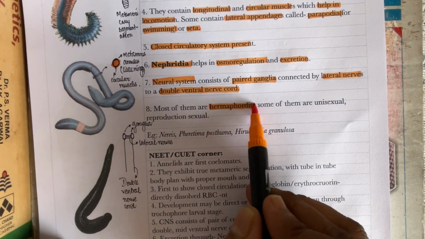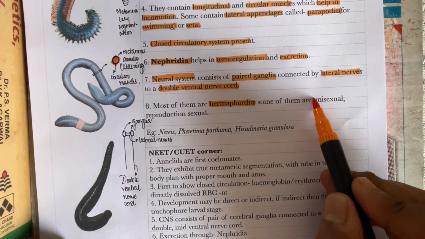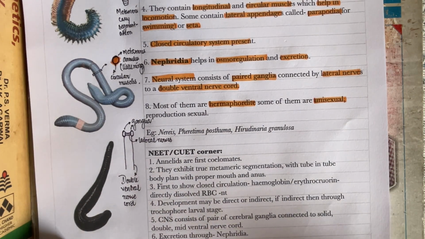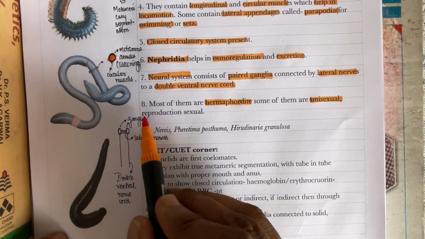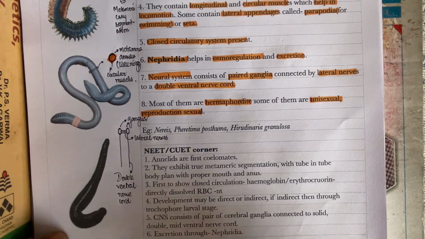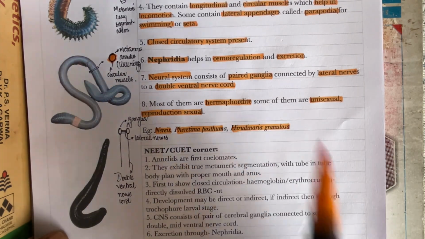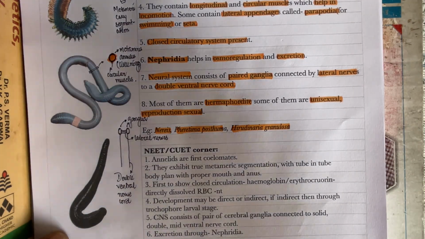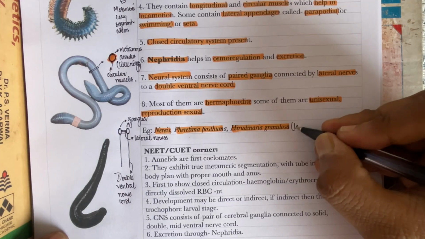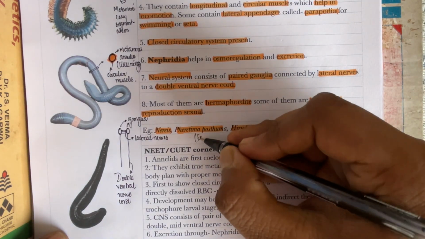Most of these organisms are hermaphrodite. That means in the same organism you find the male and female structures. Some of these annelidas are unisexual and they reproduce by the process of sexual reproduction. Examples are Nereis, Perathema posthuma, and Hirudinaria granulosa, also referred to as leech. Perathema posthuma is the scientific name of earthworm.